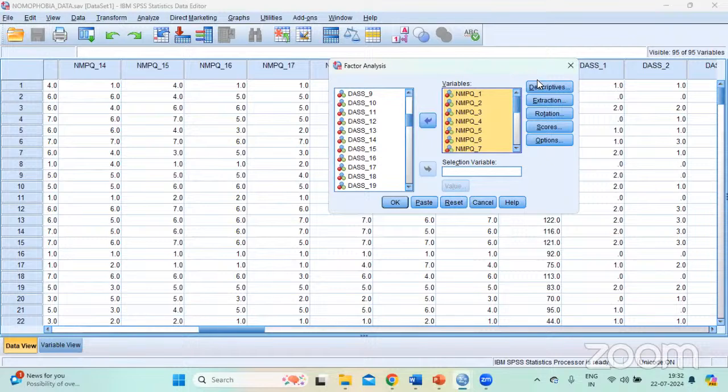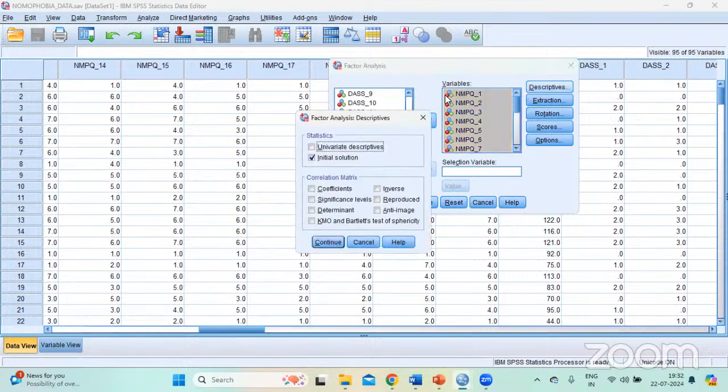Going to Descriptives, the different options which you will be getting here. So we are asking for univariate descriptives. We are asking for coefficients, this will give us the correlation coefficients. Significance levels, this will give us the significance levels of all those coefficients. We are also asking for the KMO and Bartlett's test of sphericity. These are the diagnostic criteria for seeing whether we should be able to apply PCA or factor analysis on this particular data set or not.